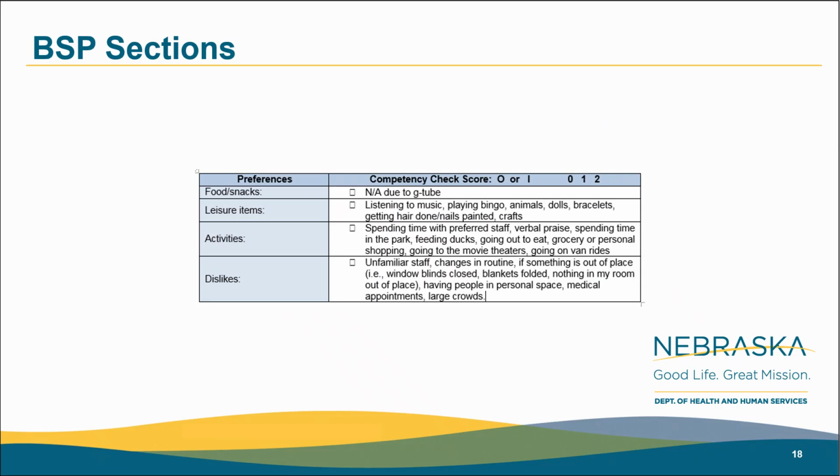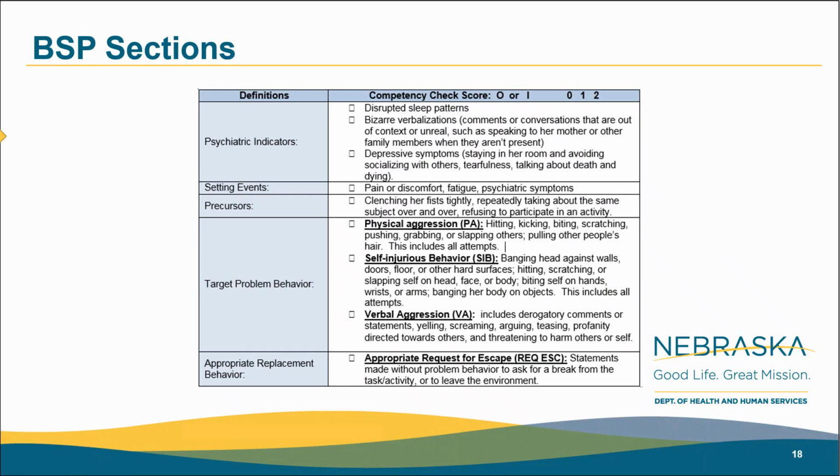The next section provides a list of an individual's preferences. In our example, we have not listed preferred food or snacks since Betty receives all of her nutrition and hydration enterally. However, she has a number of preferred items and activities that she enjoys. She also has a number of definite dislikes. And as we'll see later on, knowing and respecting Betty's likes and dislikes helps to set her and us up for increased success. The next section is entitled Definitions.